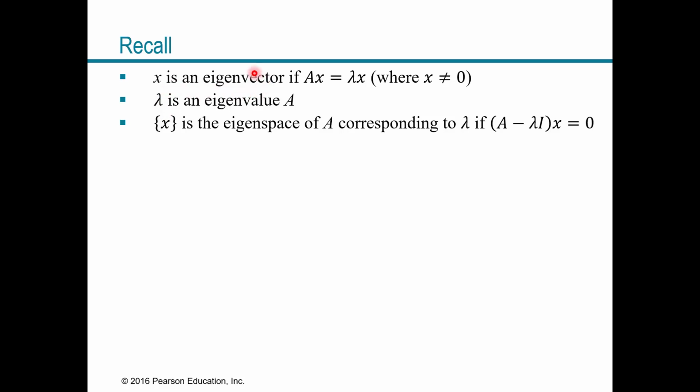X is an eigenvector by definition if, when we have a matrix A times X, it equals some scalar lambda times X, as long as X is not 0. And then the scalar lambda, we call that an eigenvalue. And then the set containing all possible X's is what we call the eigenspace of our matrix A, corresponding to that eigenvalue lambda. And so that's true if A minus lambda I times X equals 0.